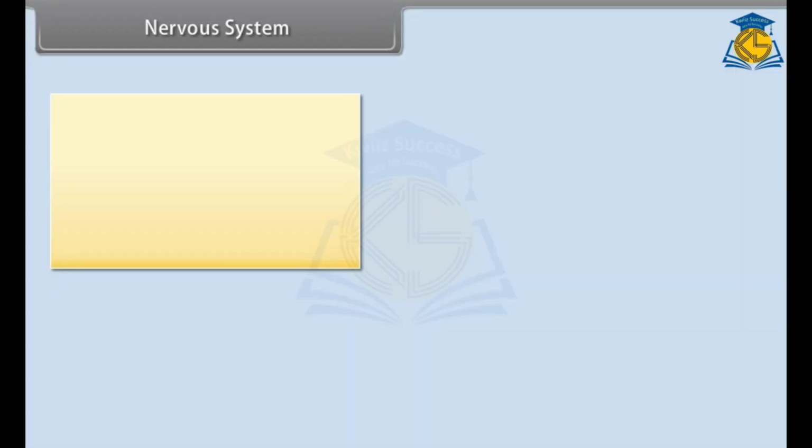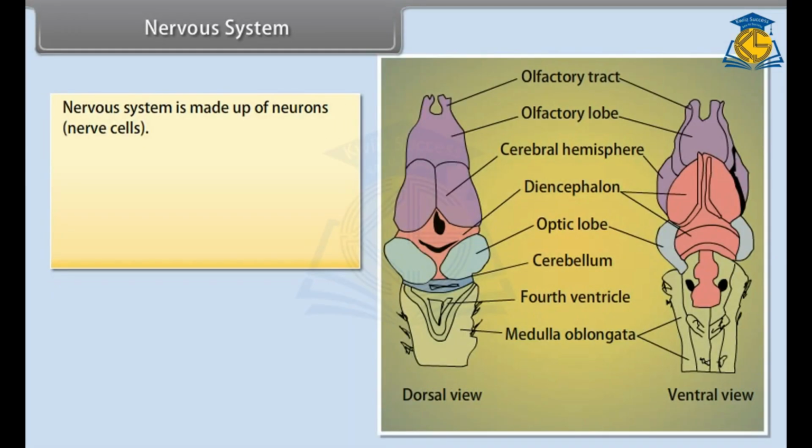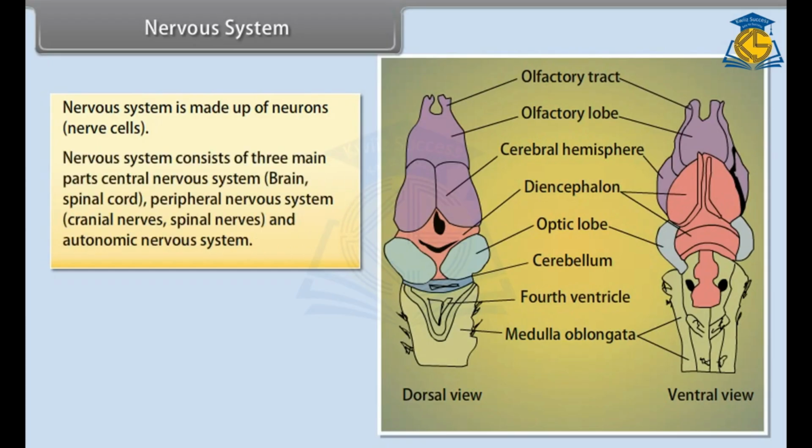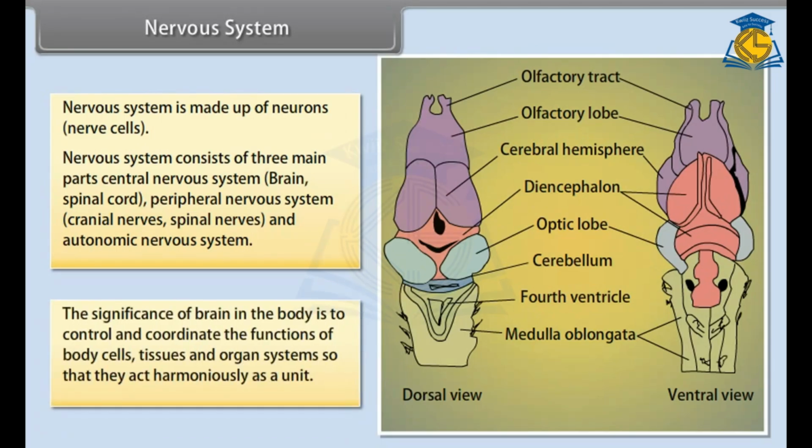Nervous system. The nervous system is made up of neurons, that is, nerve cells. The nervous system consists of three main parts: central nervous system, brain and spinal cord; peripheral nervous system, cranial nerves and spinal nerves; and autonomic nervous system. The significance of the brain in the body is to control and coordinate the functions of body cells, tissues, and organ systems so that they act harmoniously as a unit.